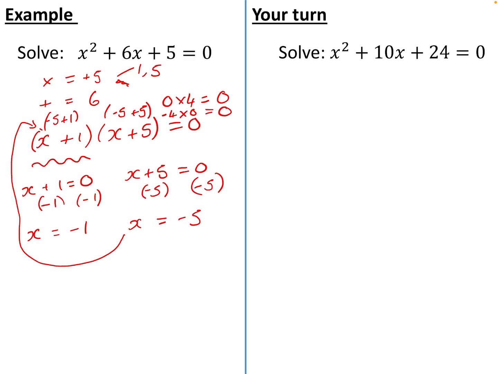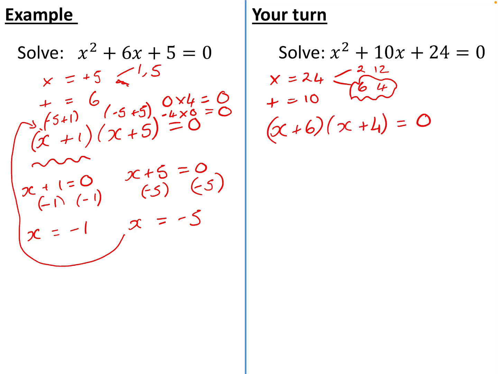So I want two numbers that multiply to give me 24, and I want them to add to give me 10. Factors of 24, we can have 2 and 12. We could also have 6 and 4. There are some more, but I'm going to stop there because I've noticed that 6 and 4 will add to give me 10. So when I factorise it, I get x plus 6 and x plus 4. This is still equal to 0. That is the same equation, I've just factorised it now.